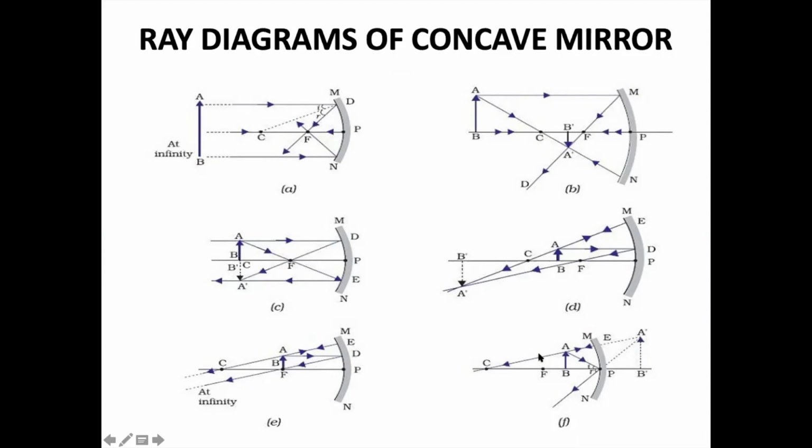Now, we have already done this. When it is kept within the focus, the image obtained is virtual and direct. Which rules are applied over here? Rule number 3 and rule number 4. Rule number 3 means when the incident ray passes through the center of curvature, it will be reflected back in the same direction. And rule number 4, the angle of incidence is always equal to the angle of reflection. Please try and draw all the ray diagrams. They are very important.